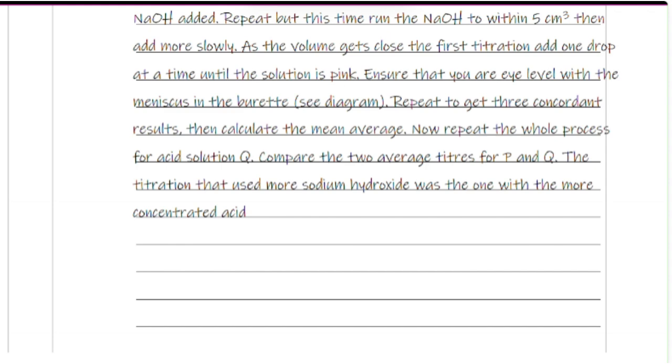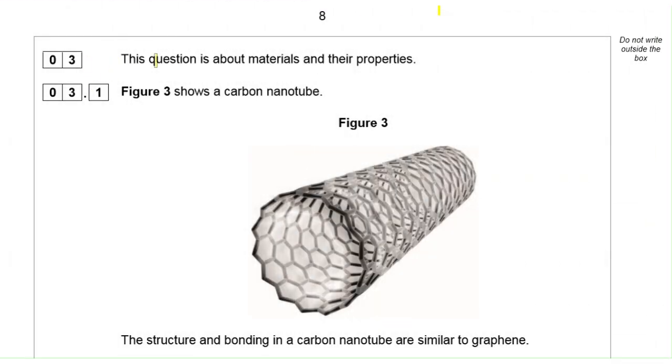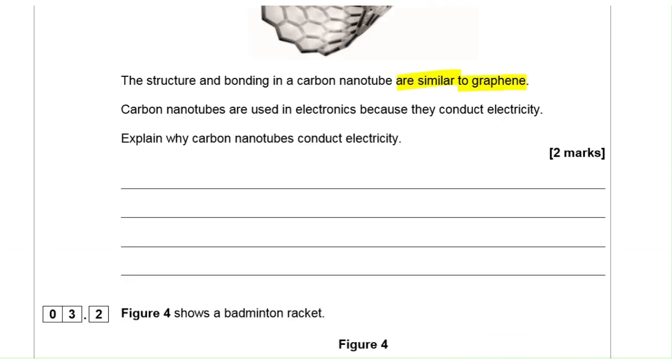6 marks, back of the net. This question is about materials and their properties. Figure 3 shows a carbon nanotube. The structure and bonding in a carbon nanotube are similar to graphene. Carbon nanotubes are used in electronics because they conduct electricity. Explain why carbon nanotubes conduct electricity for 2 marks.